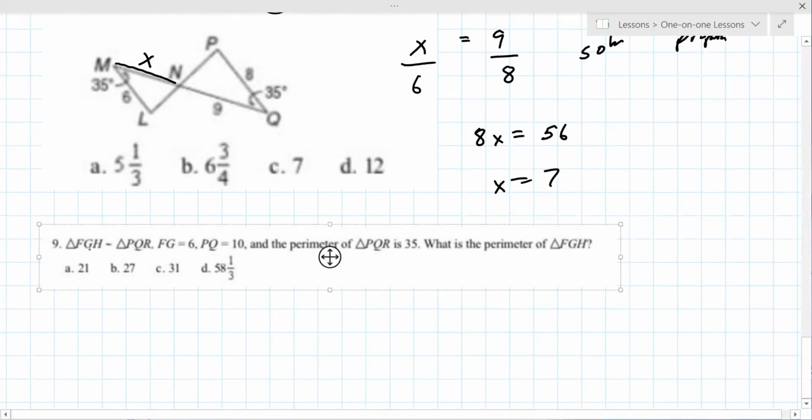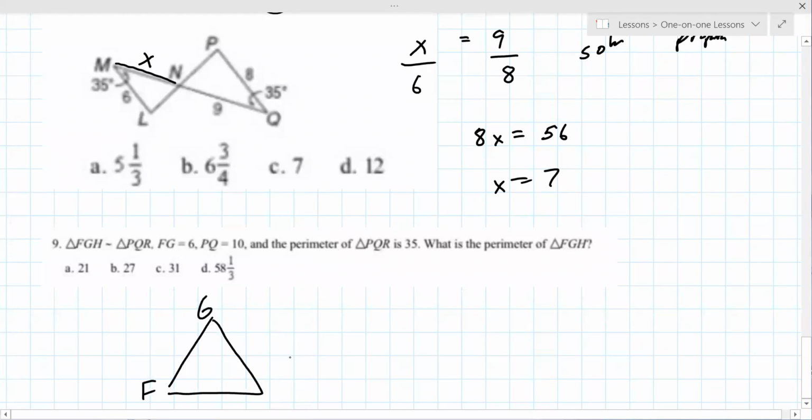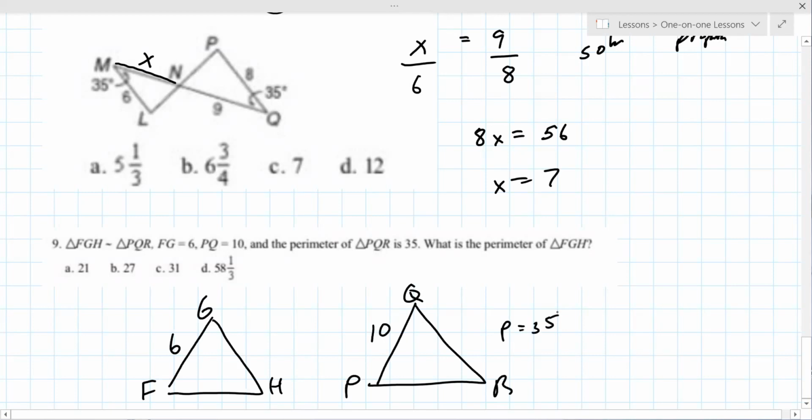Okay, so triangle FGH is similar to triangle PQR. It's important that you draw them in the same order each time. You can draw them in whatever order you want, but in the same order. They tell you that PQ is 10, FG is 6, and the perimeter of PQR is 35. They want the perimeter of this one on the left.